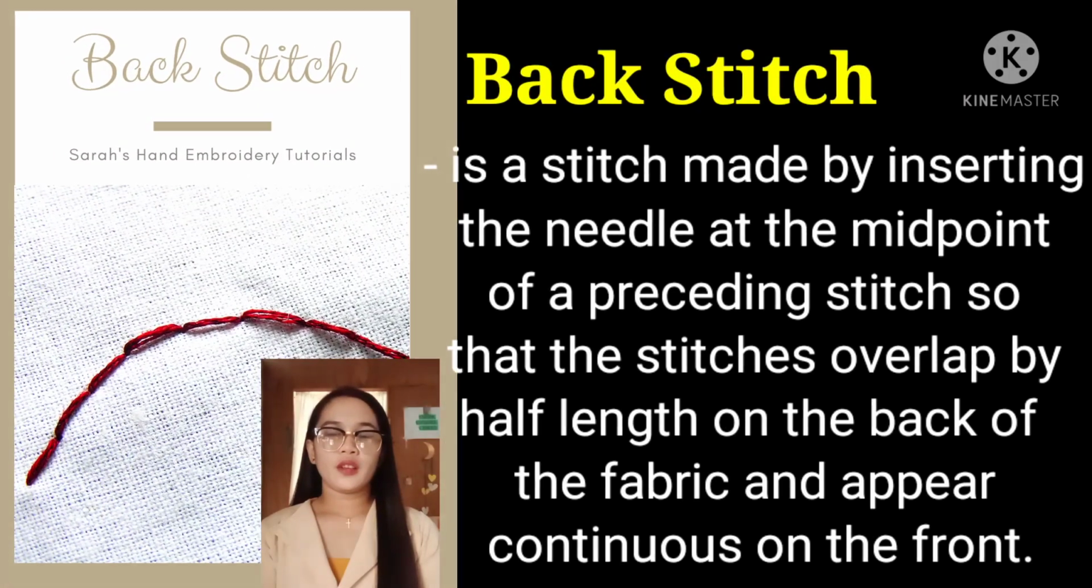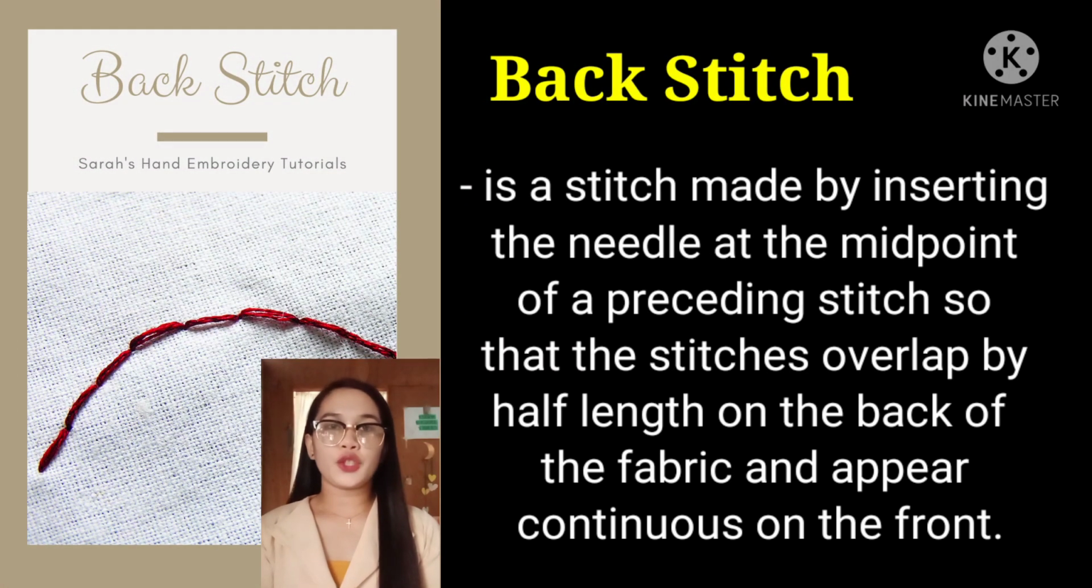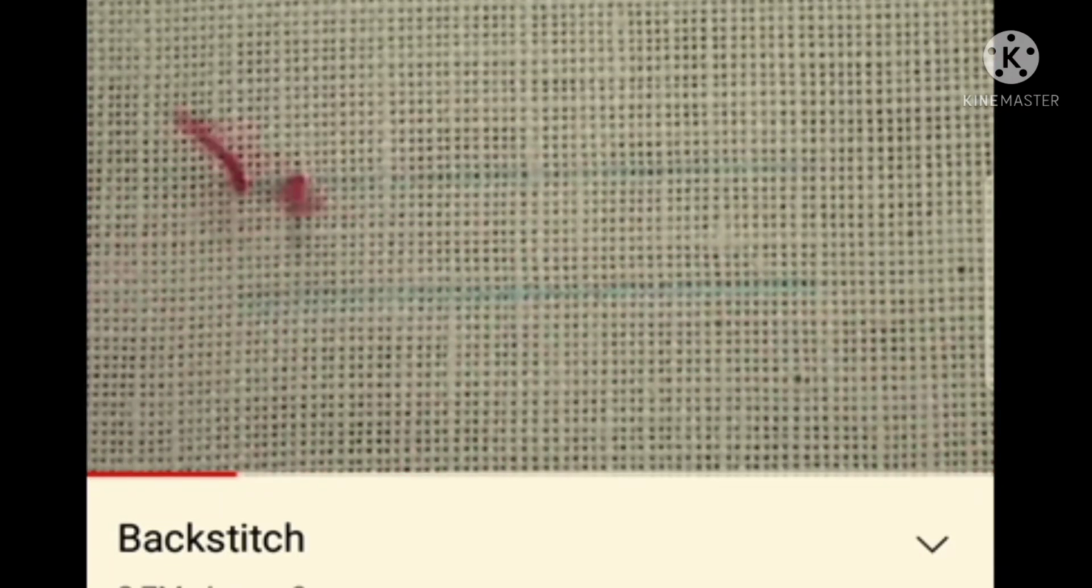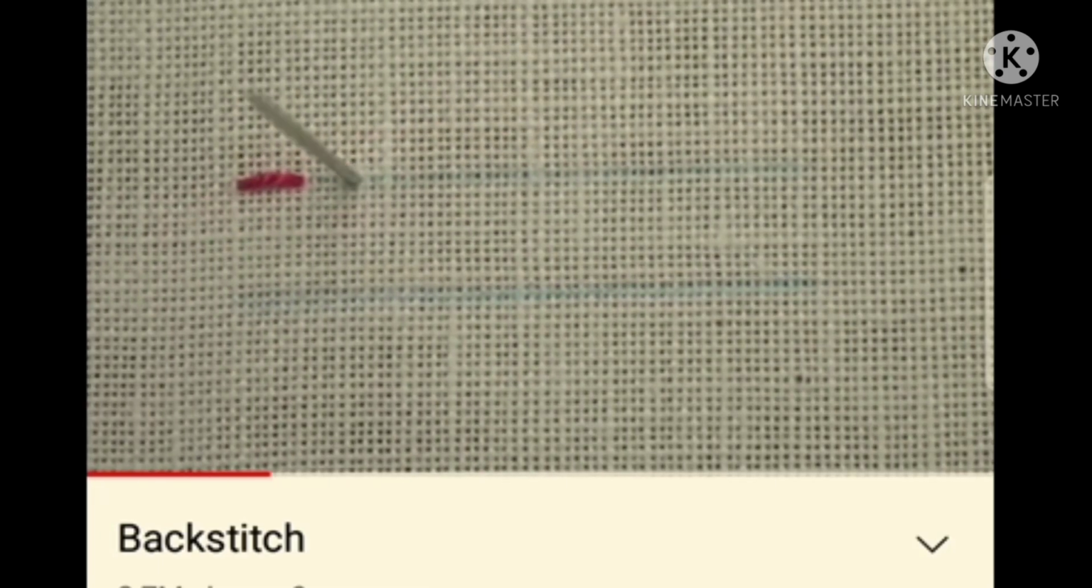Back stitch is a stitch made by inserting the needle at the midpoint of a preceding stitch so that the stitches overlap by half their length on the back of the fabric and appear continuous in the front. Here's a video tutorial on how to do the back stitch.